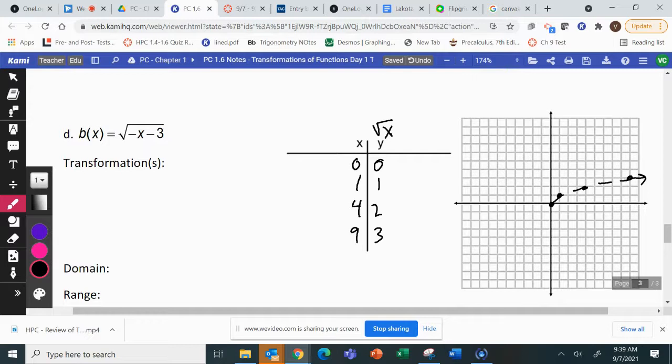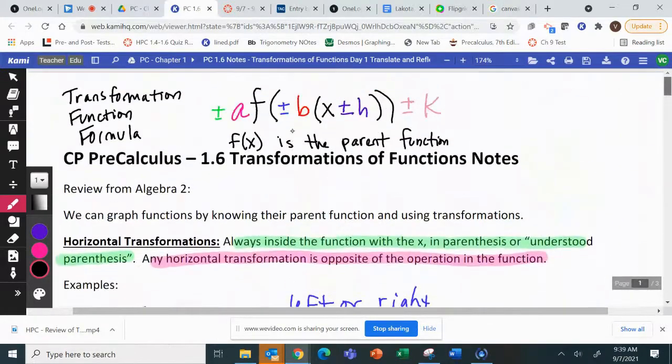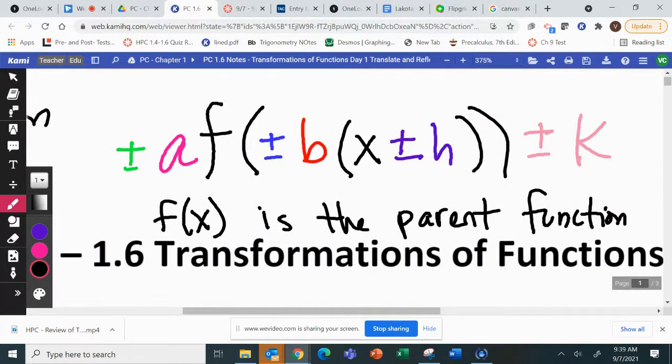So if you have the equation in front of you right now, square root of -x minus 3, I'm going to go back to the formula that I put on the first page, because I want to show you something. Inside of the function in this formula, there's a set of parentheses inside of the function parenthesis. And this plus minus is on the outside of a transformation.